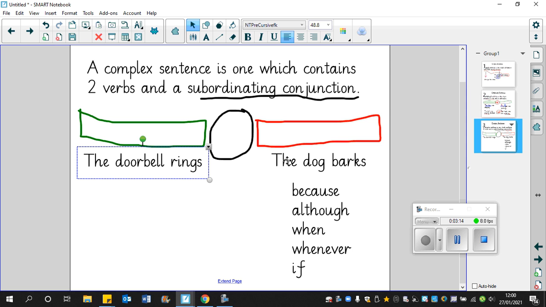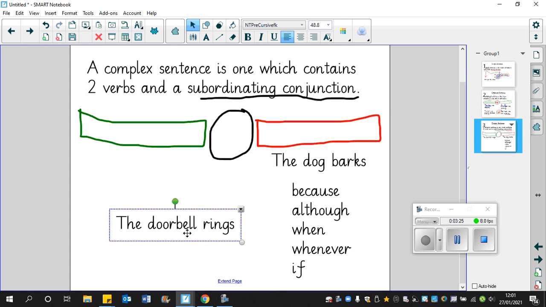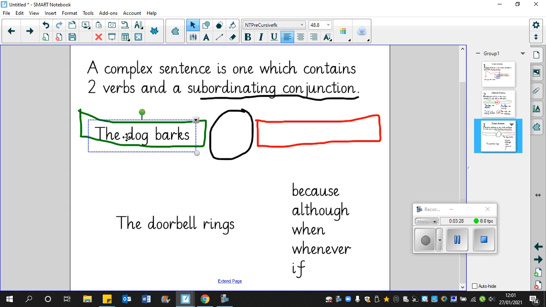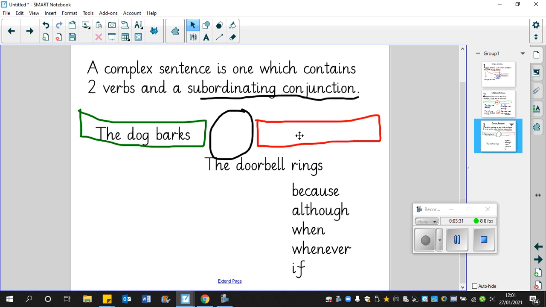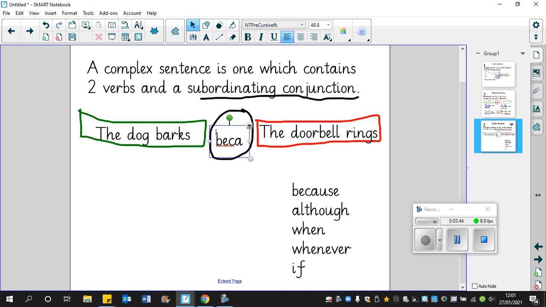So there's a few of these different subordinating conjunctions that we could use in the middle. So let's put this here. So the dog barks. Why does the dog bark? Because the doorbell rings. So we could use because. So we can have the dog barks because the doorbell rings. Okay, so that's one way of doing it.